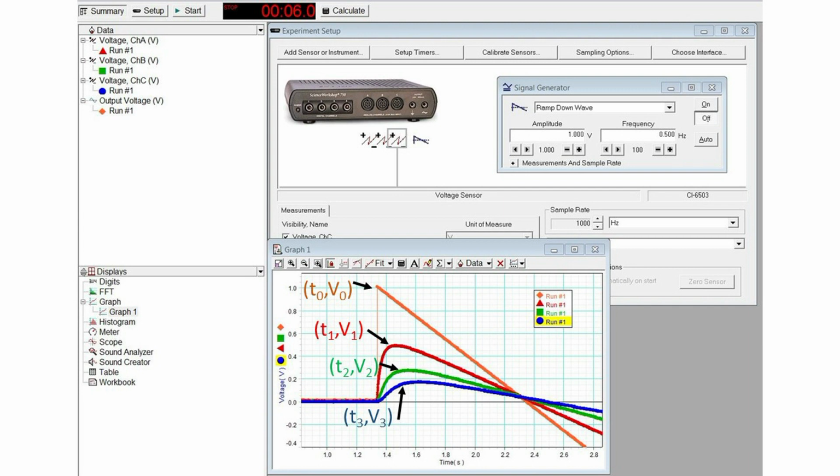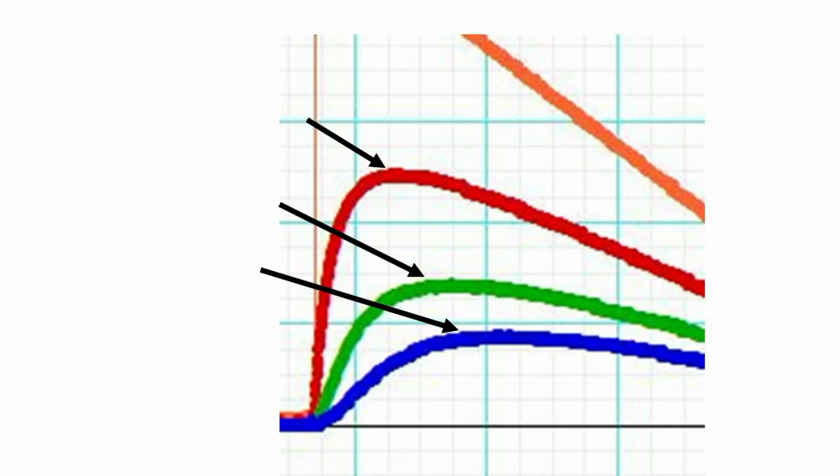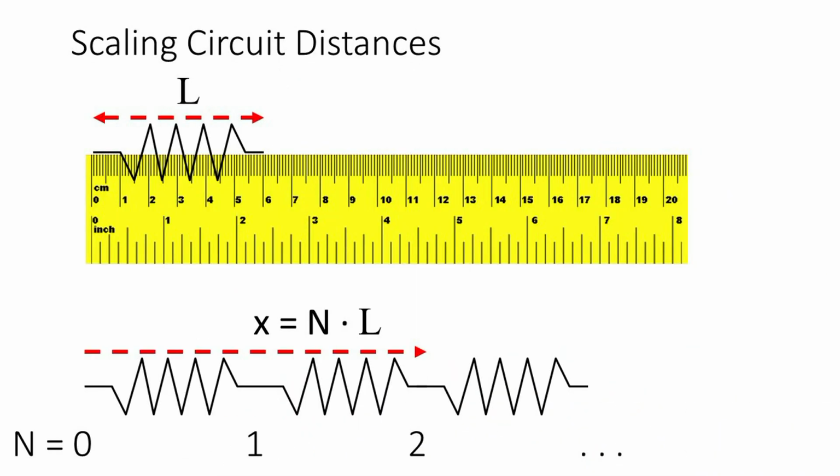Use the XY tool to record the times and voltages for each pulse in the chain. I recommend recording the location in each spike where the voltage first takes on its maximum value. To translate each unit along the axon circuit into a distance in centimeters or meters, measure the length of a resistor. Then the distance down the circuit will be the location number n times the length of a resistor.